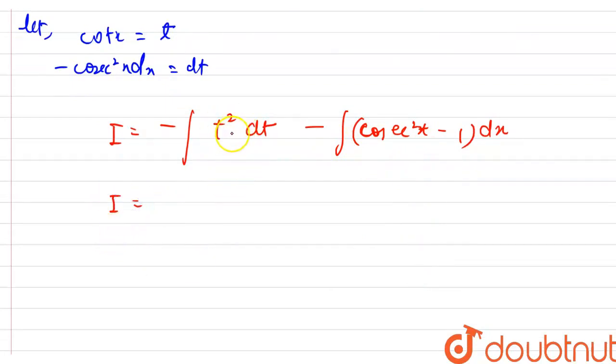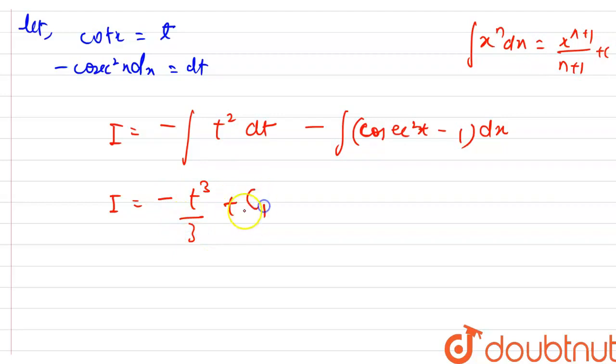Now I'm multiplying this minus 1 inside, and solving for this integration. As I already told you, if we have x raised to the power n integration with respect to x, it is given by x raised to the power n plus 1 over n plus 1 plus c. So the integration for this part will be minus of t raised to the power 2 plus 1, which is 3, over 3 plus c1, let's say, for the integrating constant. Now, multiplying this minus inside, it will become minus of integration of cosec square x dx, and minus minus plus integration of 1 dx.